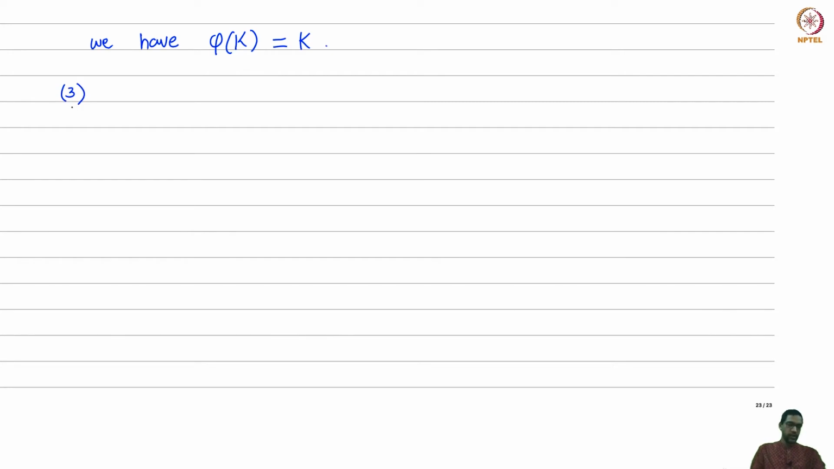Fact 3 says that for every alpha in k, take any element of k. This statement doesn't involve the algebraic closure. For every alpha in k, the minimal polynomial m alpha of x, this is the minimal polynomial of the element alpha over the field f, splits completely over k.